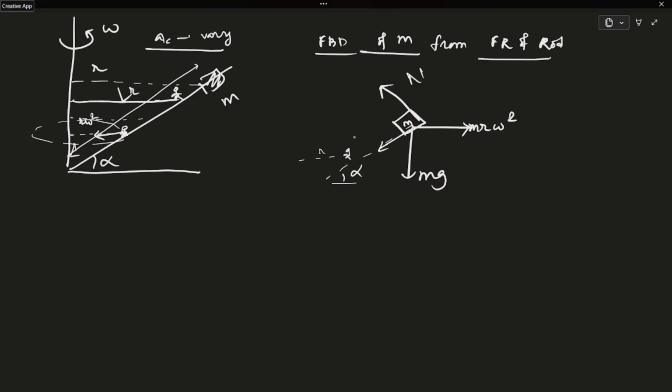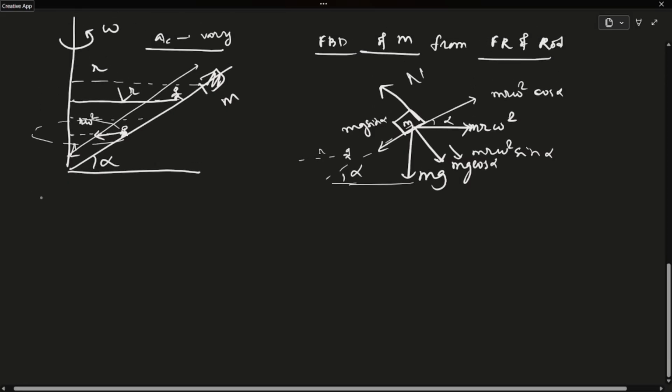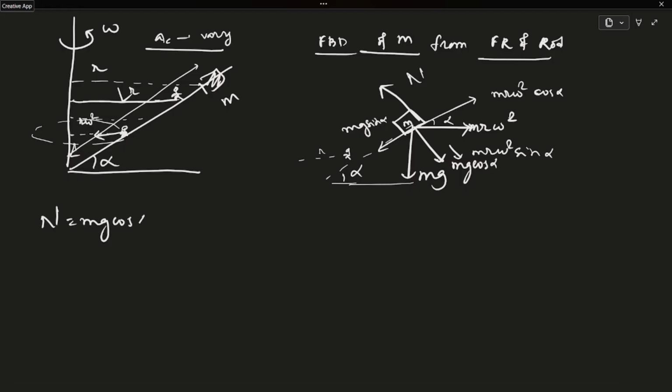If I take the components, this will be mg sin alpha, this is mg cos alpha, and this angle will be alpha. This is mr omega square cos alpha, and this component will be mr omega square sin alpha. So see this, I can say normal equals mg cos alpha plus mr omega square sin alpha.